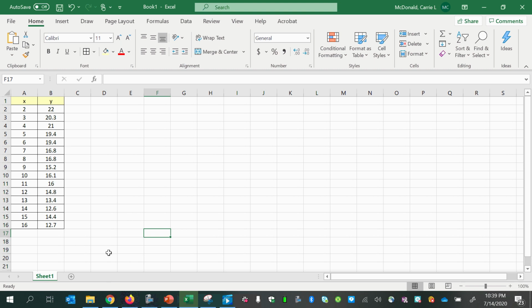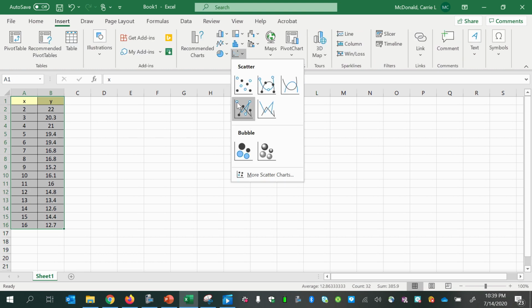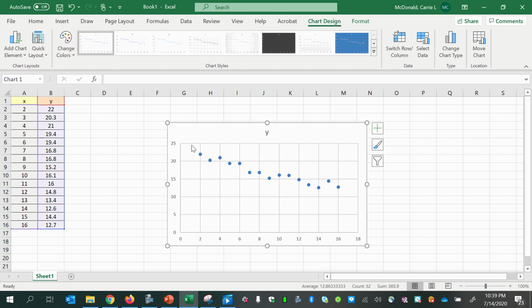In this video, we will calculate the linear correlation coefficient. We will also make a scatter plot of the data to see if it looks like it has a linear trend. Here we see it does look like it has a negative linear correlation, pretty strong. Looks like there could be another pattern here though.